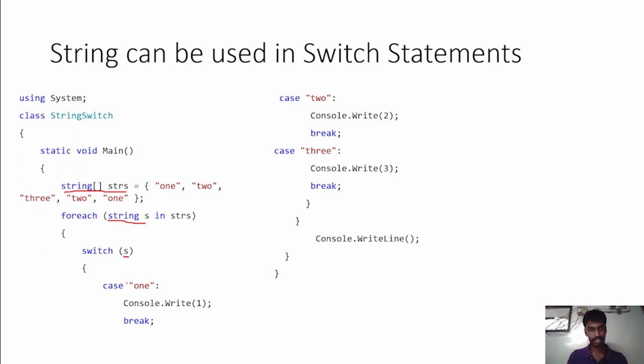So here we can see what this switch statement does: it takes the input as a string from the array of strings, and then it prints the integer value of it, as we can see in the output here. So yeah, 1 2 3 2 1. That's how we can put a string as an input to the switch statement. We cannot use any other data type.